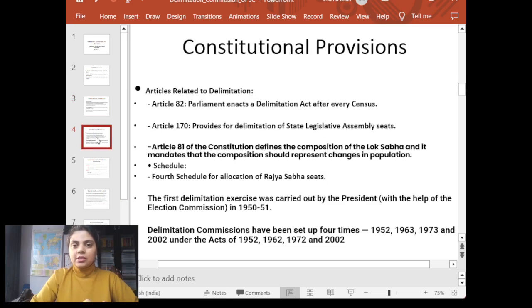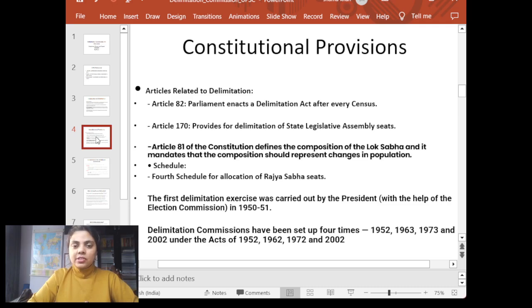Next we are going to see the constitutional provision of delimitation or delimitation commissions. We have already seen Article 102, in which we see how it's related to the Parliament, where the Delimitation Act comes after every census. Article 172 is related to the state legislative assembly of each state.